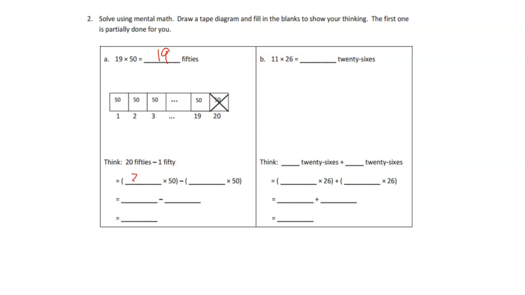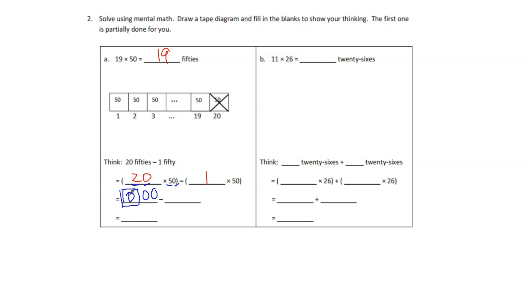is 20 times 50 minus 1 times 50. Now I can use my facts. I know that 2 times 5 is 10. Remember, 5 times an even number comes with its own 0. And then I say, well, 2 more zeros.